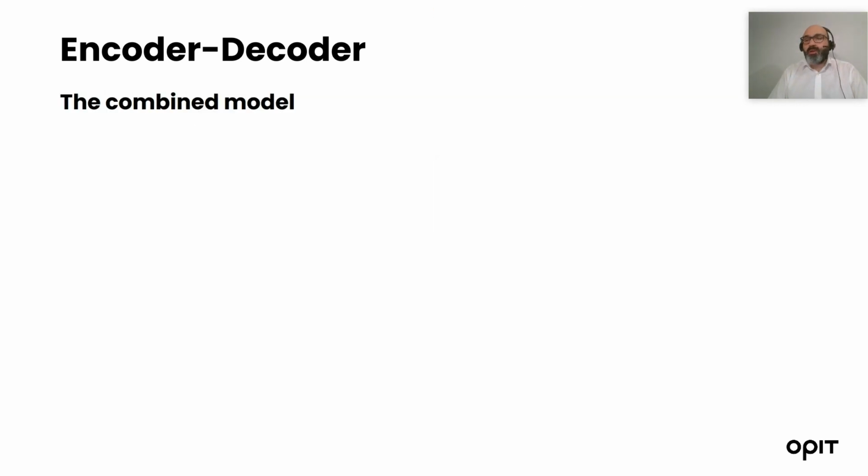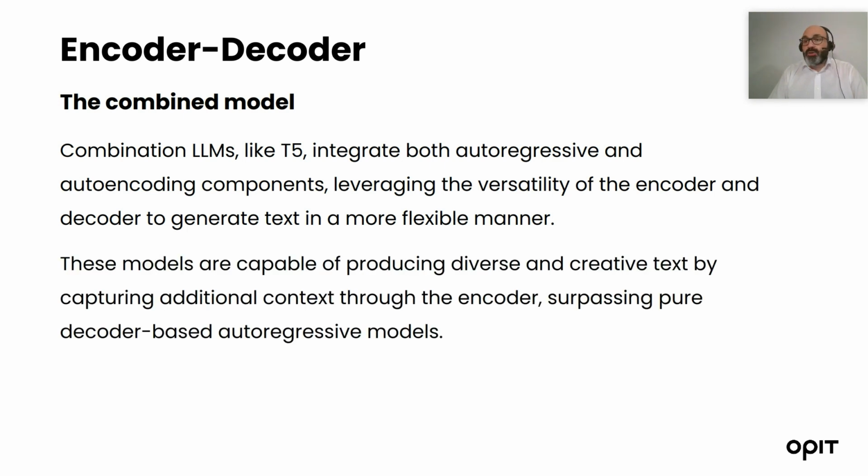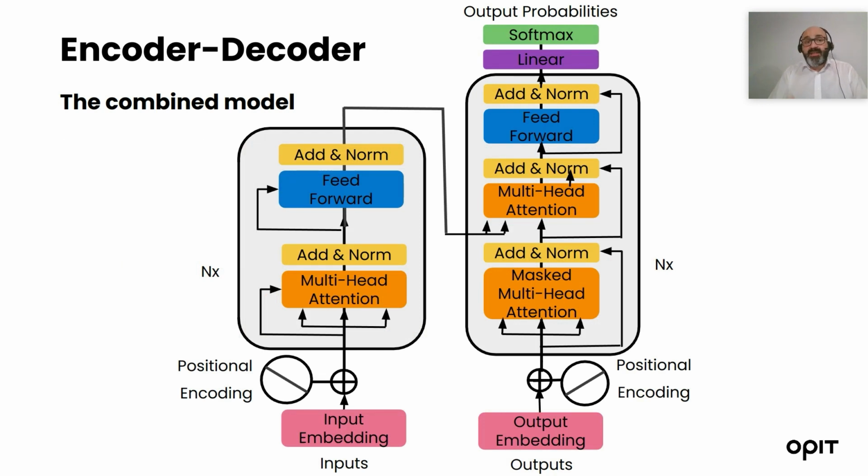Of course, we can combine these two aspects. LLMs like T5 integrate both autoregressive and autoencoding components, leveraging the versatility of the encoder and decoder to generate text in a more flexible manner. These models are capable of producing diverse and creative text by capturing additional context through the encoder, surpassing pure decoder-based autoregressive models. This is an example of how an encoder-decoder model is generated.